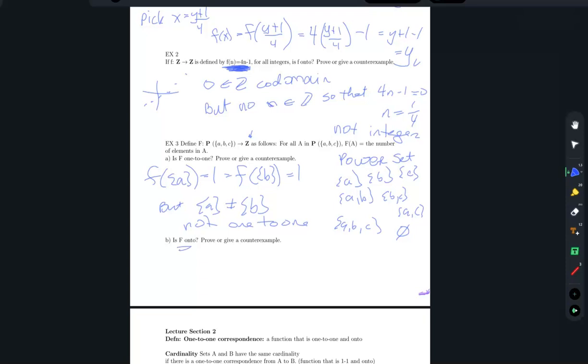Is it onto? Do I get to every y value in the integers? No. There's no set that has 5 elements, right? Or I could say there's no set that has -2 elements. So it is not onto.